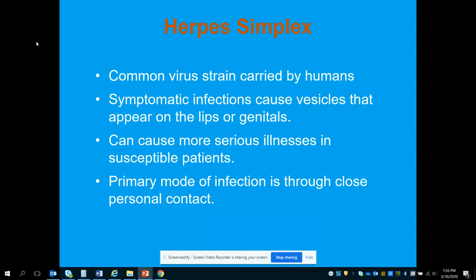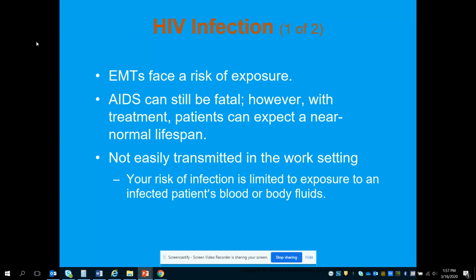Looking at herpes simplex, this is a common virus strain carried by humans. Symptomatic infections cause vesicles that appear on the lips or genitals, and it can cause more serious illnesses in susceptible patients. The primary mode of infection is through close personal contact. So if you've ever had a cold sore, that is the herpes simplex virus, and you're carrying it. And while there is no cure to completely rid your body of it, usually there is treatment that will cause the outbreak to go away. And then again, it's lying dormant in your body until something comes along and activates it again.